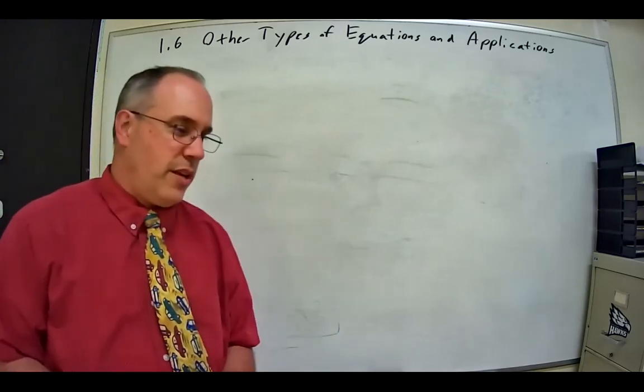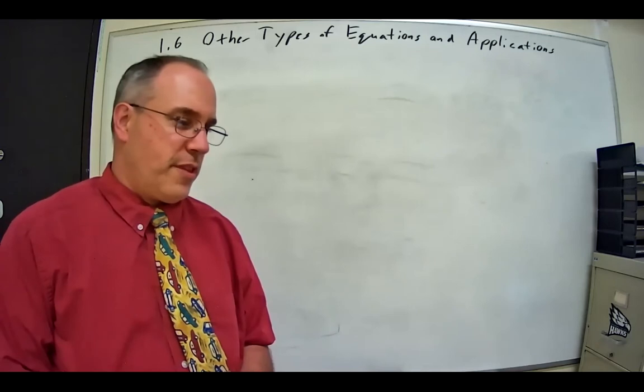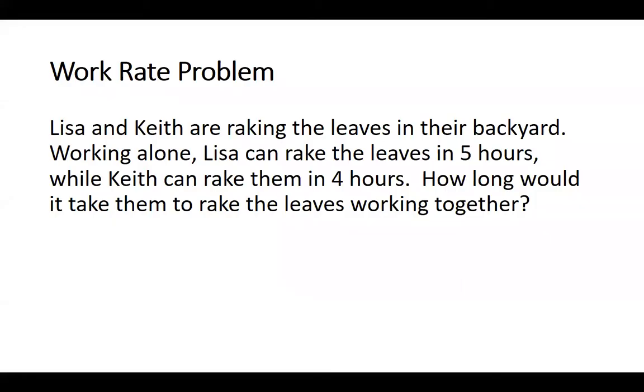So I'm going to come back into screen here, and we're going to share this slide just so we can see the word problem. So we've got this work rate problem. Lisa and Keith are raking the leaves in their backyard. Working alone, Lisa can rake the leaves in 5 hours, while Keith can rake them in 4 hours. How long would it take them to rake the leaves working together?